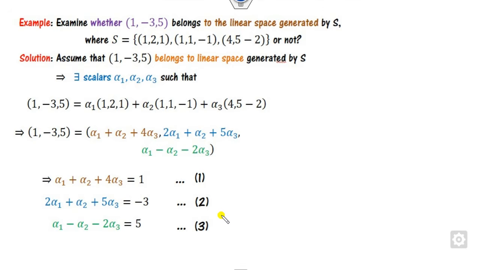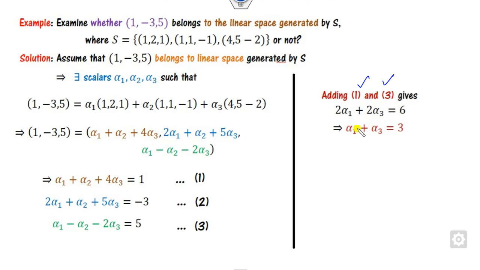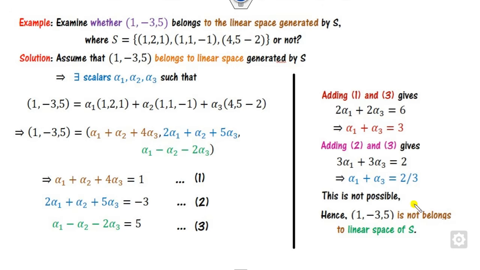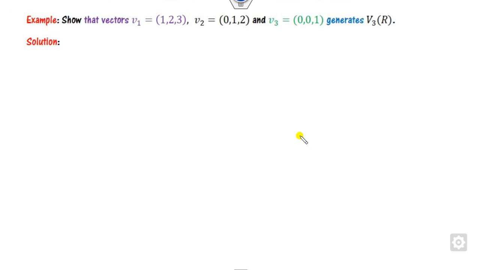So what you can do is solve these three equations. If you add 1 and 3, you will get this expression. You can see if you add 1 and 3, alpha 2 will be cancelled out. If you add equation 2 and equation 3, you will get this. Can it be possible? The sum of alpha 1 and alpha 3 is 3, and the sum is my 2 by 3. It can never be possible. Hence, this does not belong to the linear span, because we are unable to find the values of alpha.